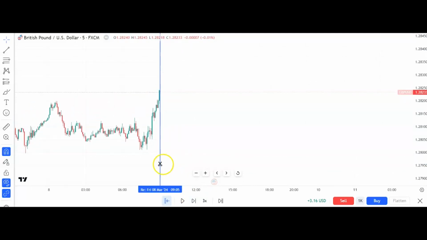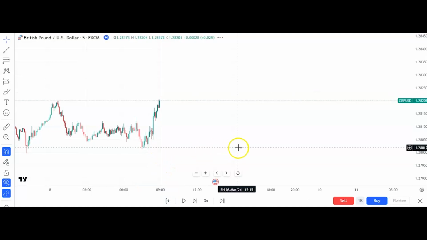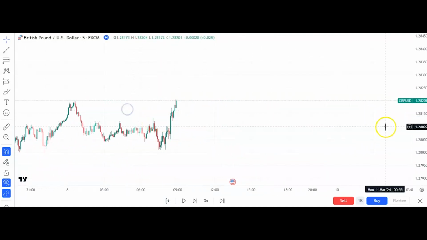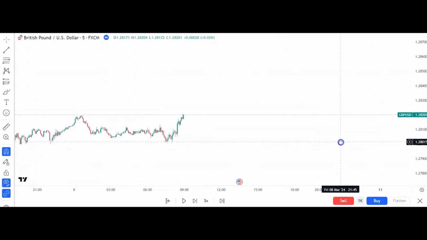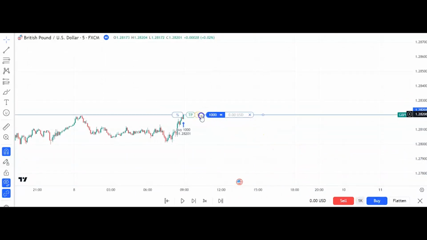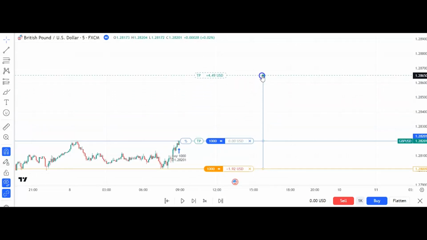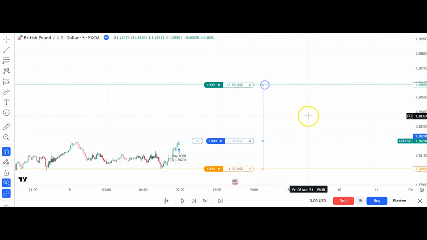So here, we found our next entry on the Friday. Again, we're going to be going long and placing our stop loss and take profit exactly how we placed our previous ones this week. I went a bit too excessive there. Yep. So just a nice 2R trade.